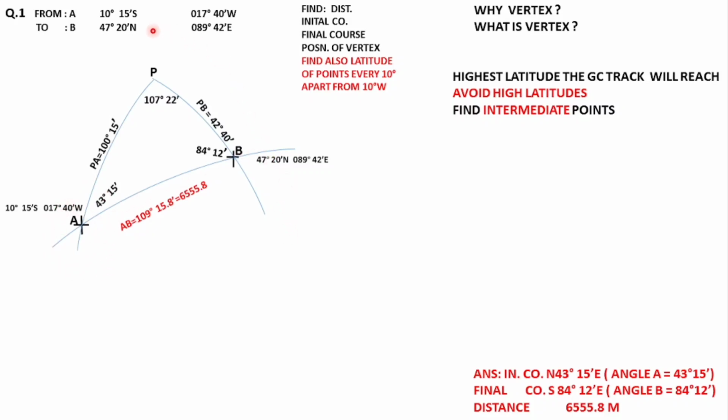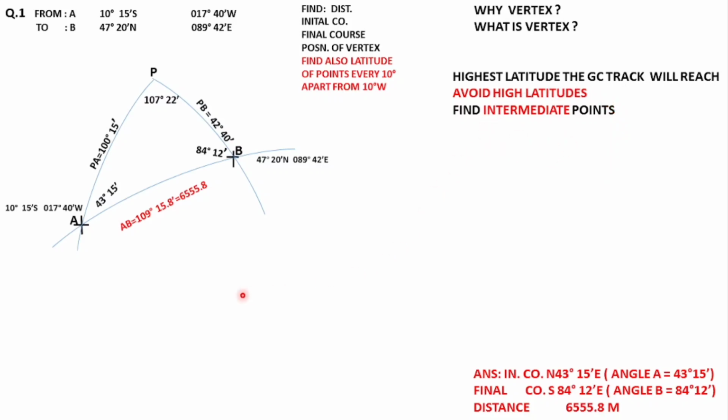So we are interested in knowing the highest point it will touch the poles. That point could be somewhere on the track here. It may be outside. But we should be aware of where it is lying, so that in case it is somewhere in between the triangle here, we should be able to avoid it.